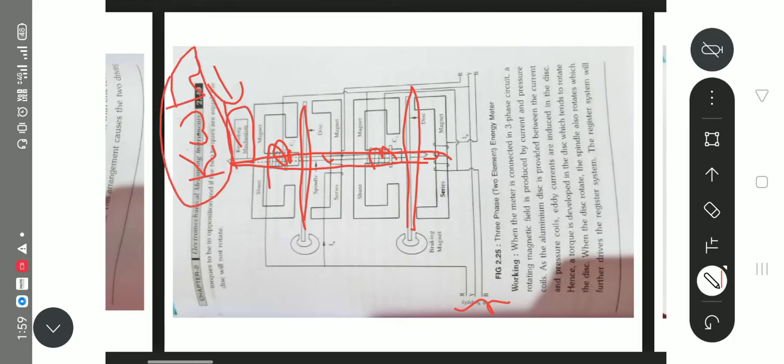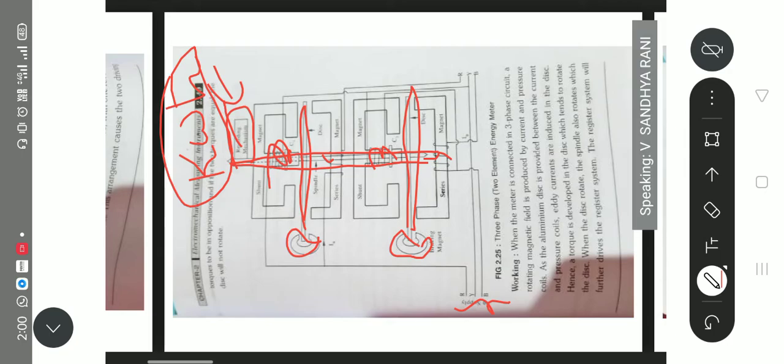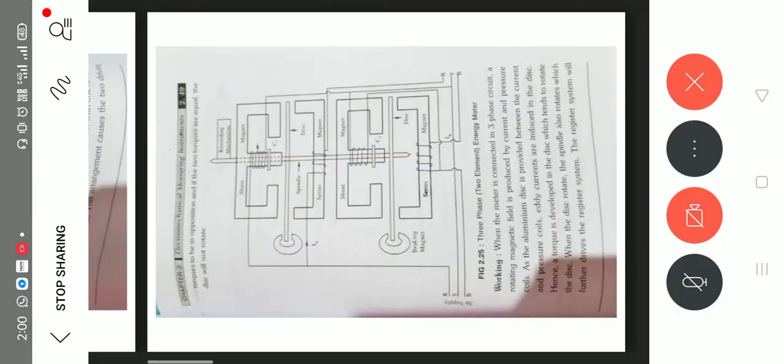Okay. Sometimes the aluminum disc speed will be high or low. In that case we can control that speed by using this braking magnet or permanent magnet. The braking magnet or permanent magnet will be connected at the corner of the aluminum disc. So by using this braking magnet or permanent magnet, we can control the aluminum disc speed. Anyone having any doubts in this three phase energy meter?